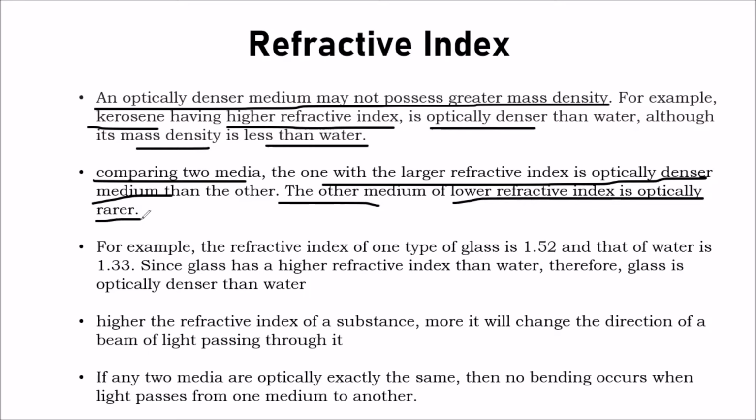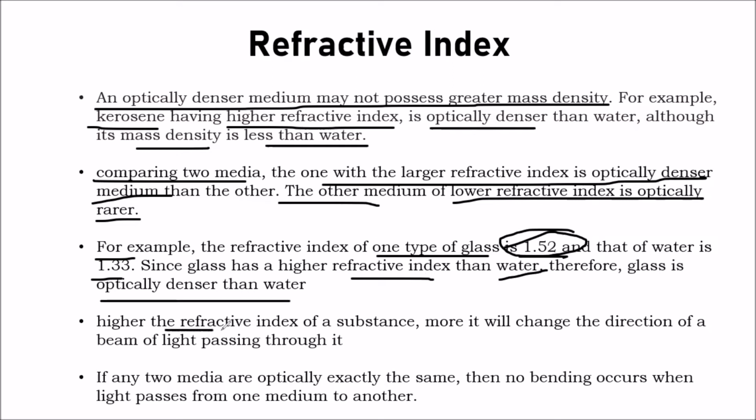So out of two mediums, the one which has a high refractive index becomes optically denser, and the other becomes optically rarer. An example is also mentioned here. If the refractive index of one type of glass is 1.52 and the other one, water, is 1.33, then 1.52 would be termed as optically denser. Therefore, glass is optically denser than water.